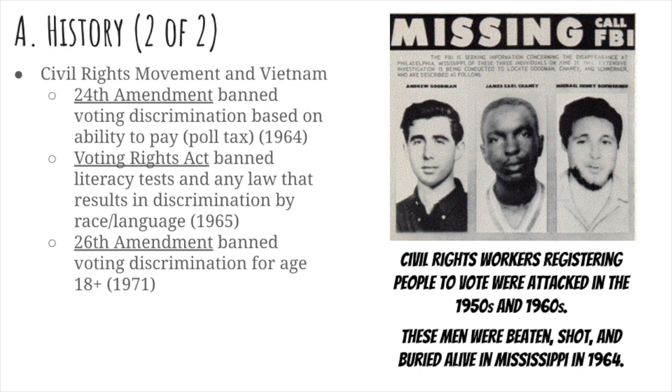On the right, you see a missing poster for three Mississippi voter registration workers who were brutally murdered in the 1960s. And I just want to make sure that I point out that people literally died, were murdered, gave their lives for the right to be able to vote. It's something that Americans take very, very seriously, and we need to remember the sacrifices that were made to ensure that all of us have equal access at the ballot.